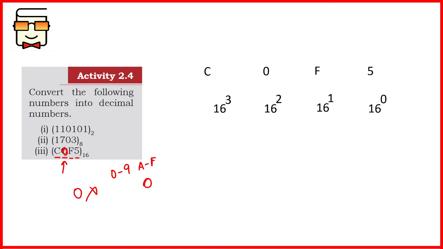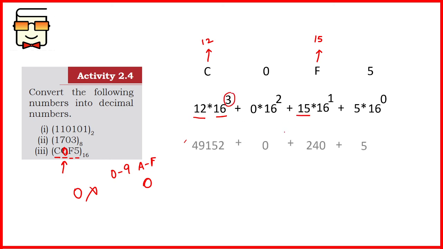You will be multiplying the values of these characters. What will be the value of C? This value is 12. What will be the value of F? This value will be 15. Okay, so you will be multiplying these values with the corresponding base raised to the power of the position, and you will be getting your answer when you simplify these values. Okay, so the final answer for this is 49397. All right, so that's all for today's lecture.